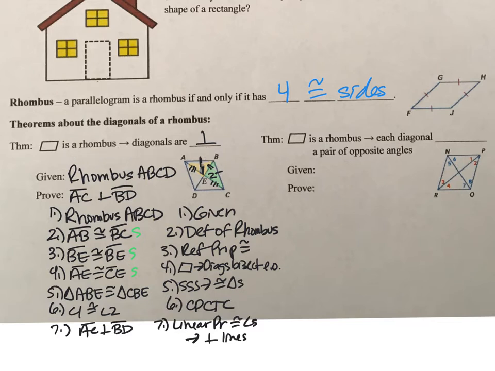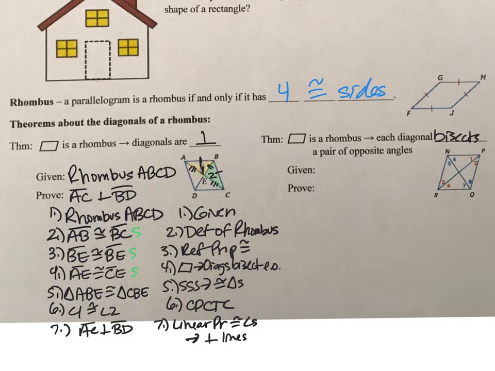Now what we're going to prove is that if a parallelogram is a rhombus, each diagonal bisects a pair of opposite angles. So to do that, we're again going to use congruent triangles. We're going to prove just basically half of this theorem. We're going to prove it true for this diagonal RP. We're going to prove that angles 1 and 2 are congruent to each other, and that angles 3 and 4 are congruent to each other.